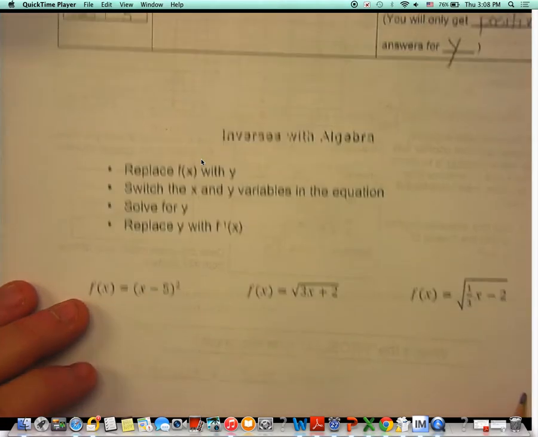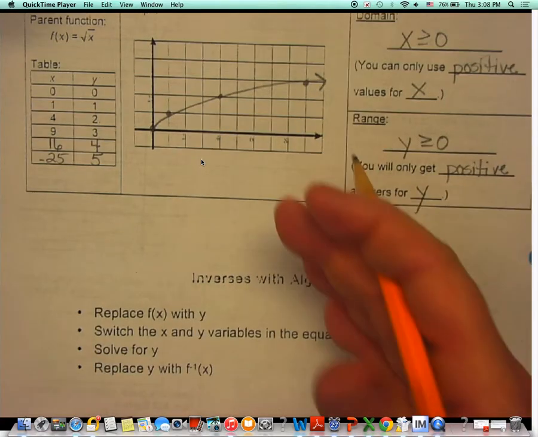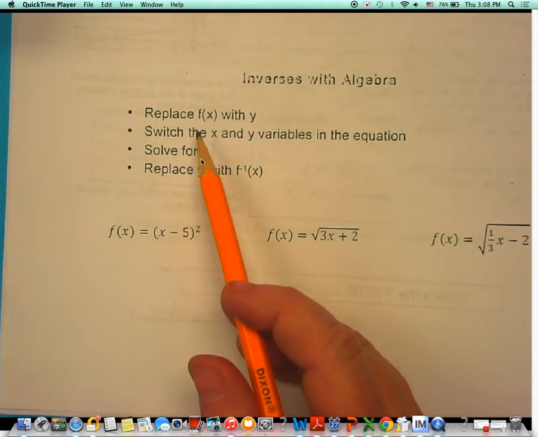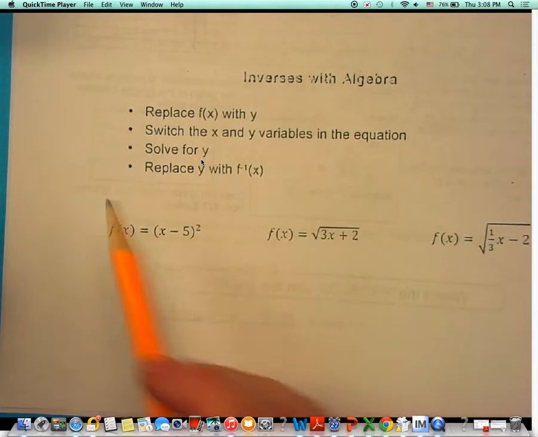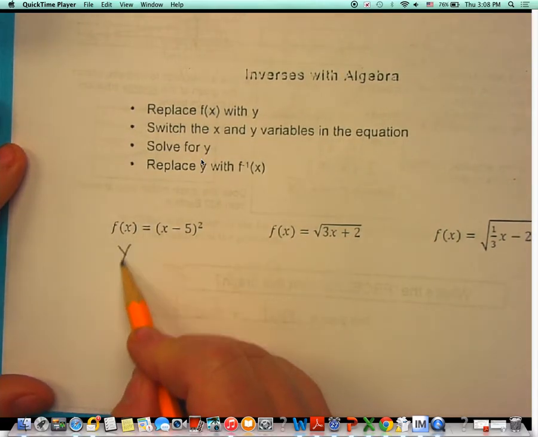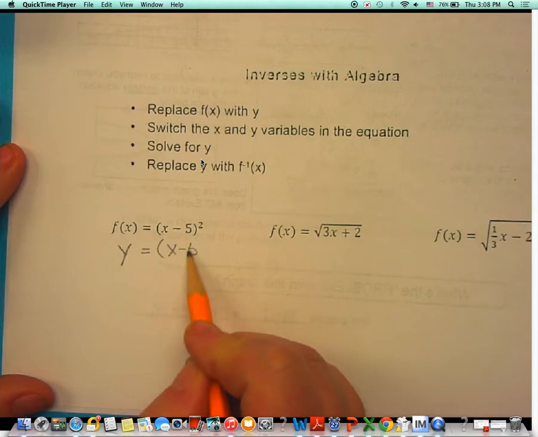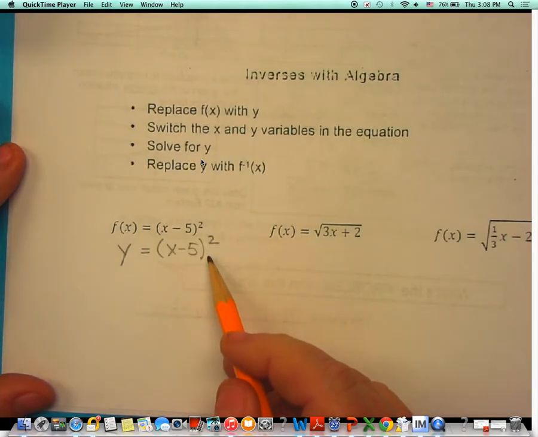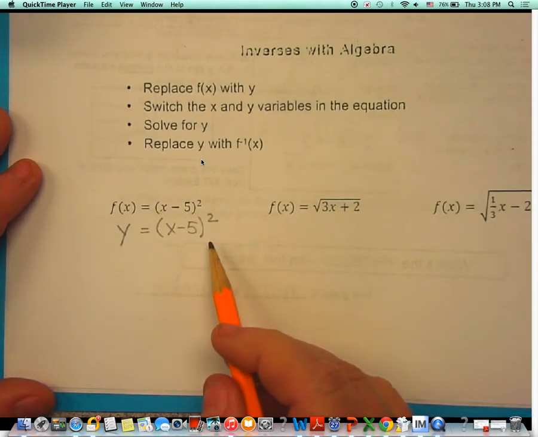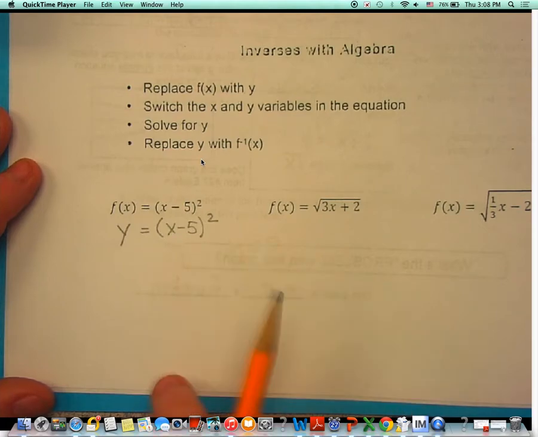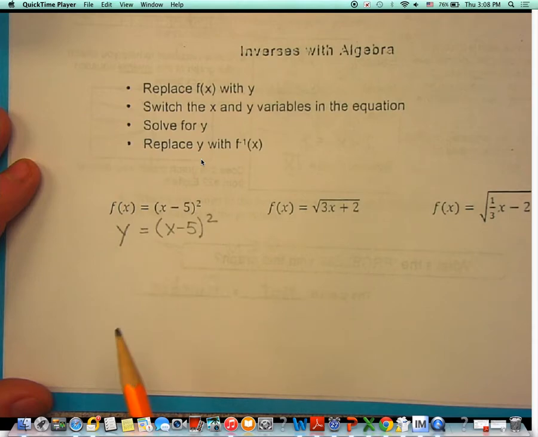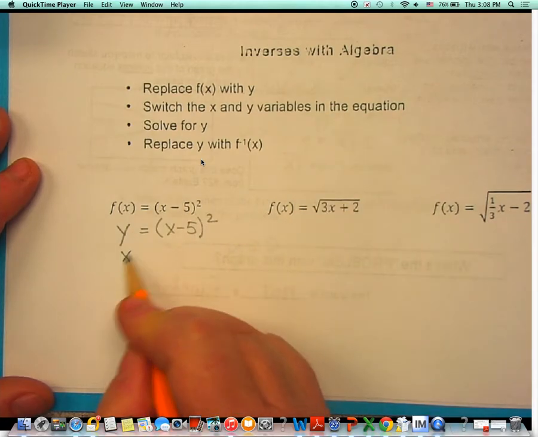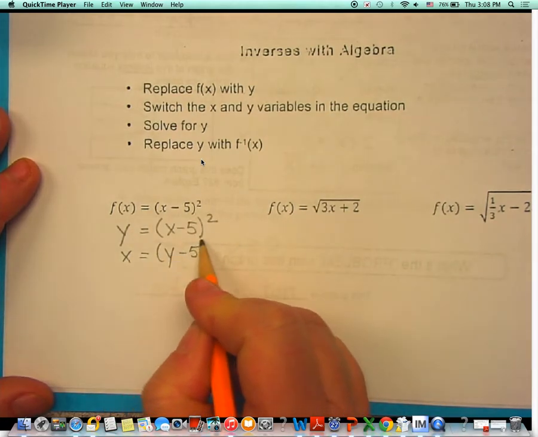Okay, we're going to work on some inverses using algebra. We did it graphically, we did the inverse. Now we're going to do it with algebra. We're going to replace f of x with y first. So this f of x is going to become y equals parentheses x minus 5 squared. What kind of a function is this that we're starting out with? Quadratic. Okay. What's the inverse of a quadratic? A square root. We should end up with a square root. Okay. Now the next thing we're going to do is switch the x and the y variables. So we'll have x equals parentheses y minus 5 squared.